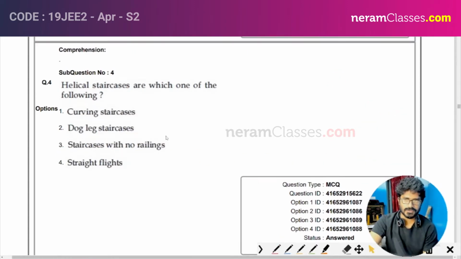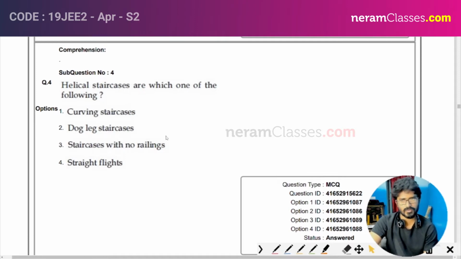Question number 4: helical staircases are which one of the following? Curved staircase, dog-legged staircase, staircase with no railing, staircase with flights. Here you should know all the staircases, how they look. They are testing whether you know what is meant by a helical staircase. In the coming year's question paper they may give you some image, or they may ask what is meant by a dog-leg staircase.